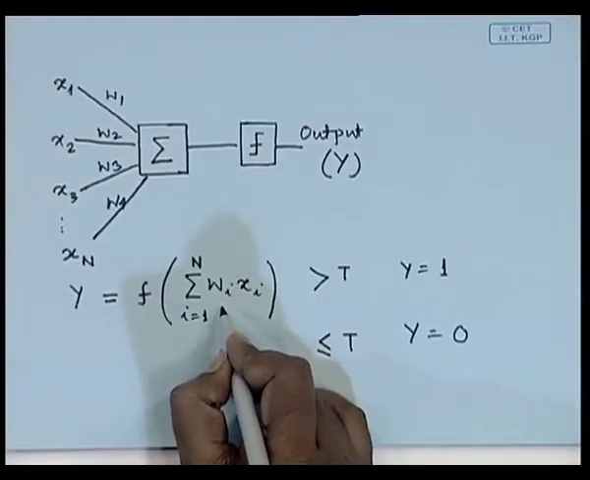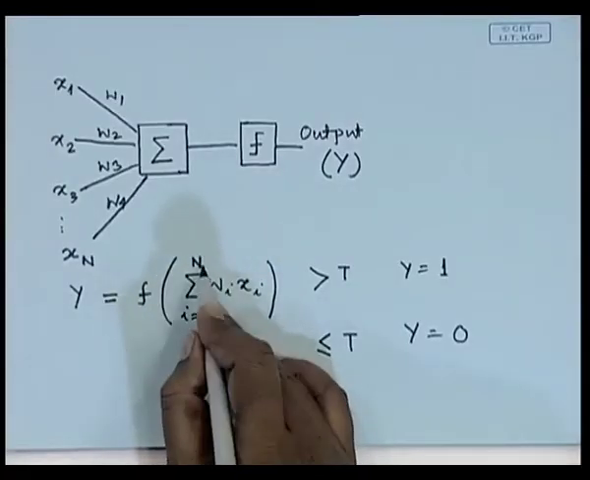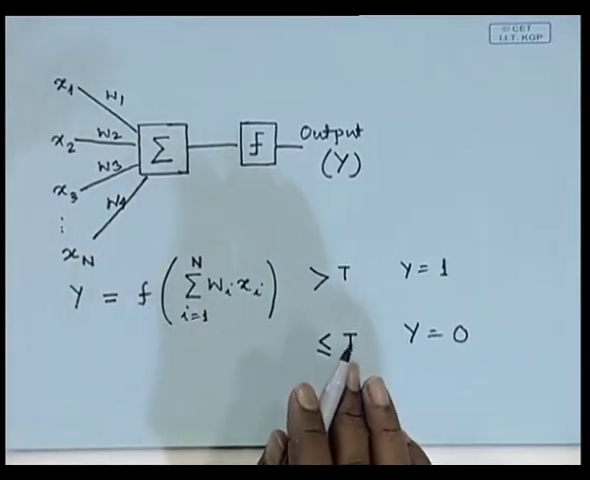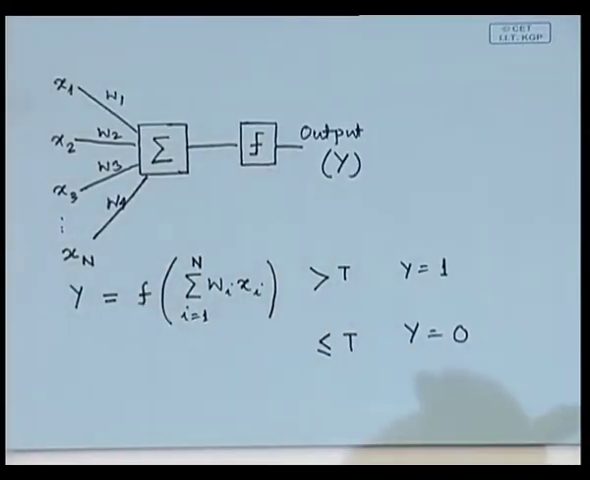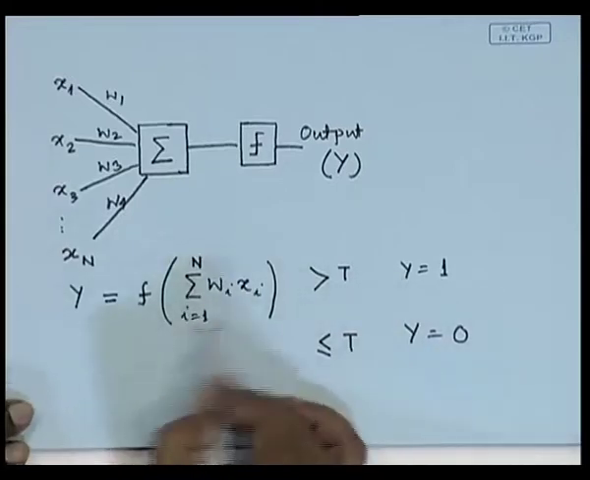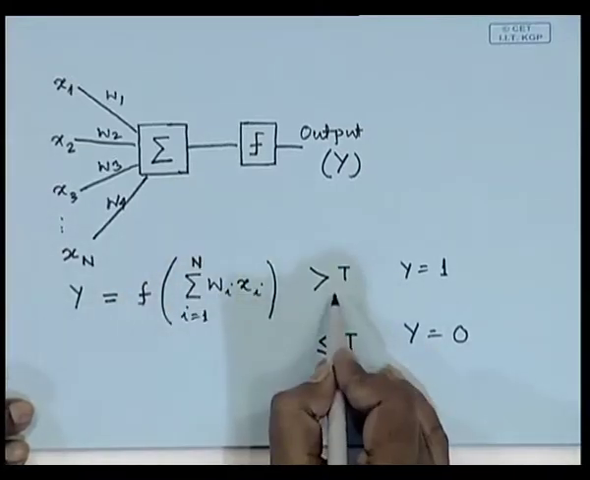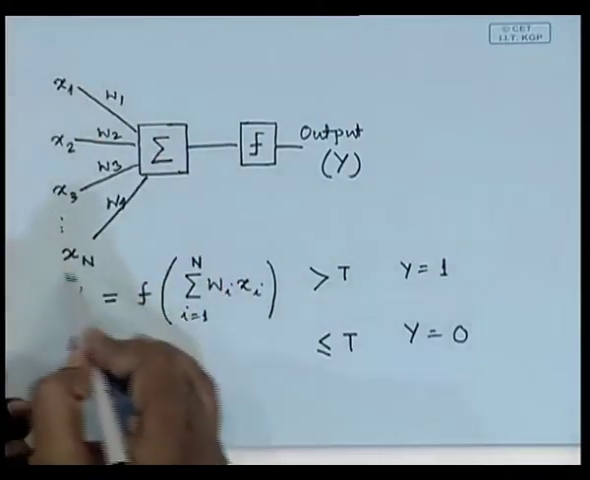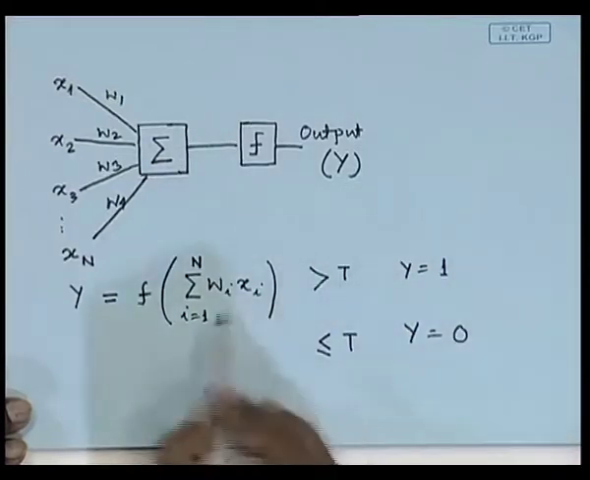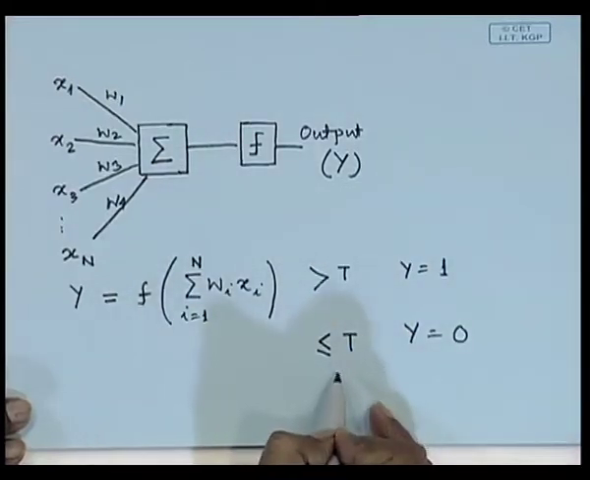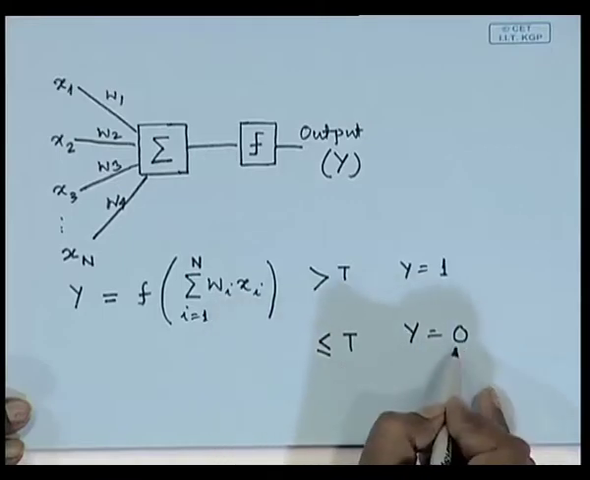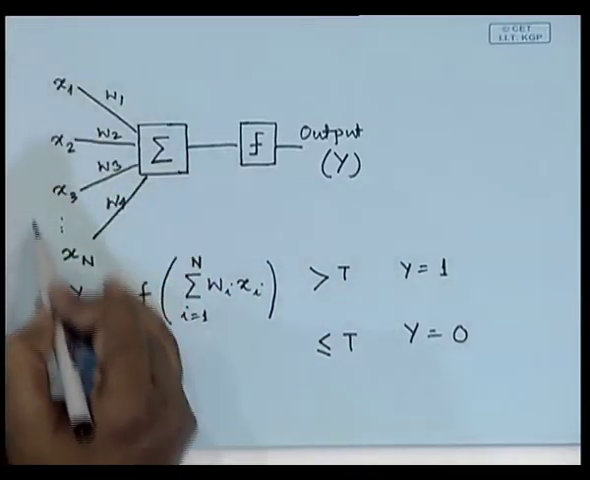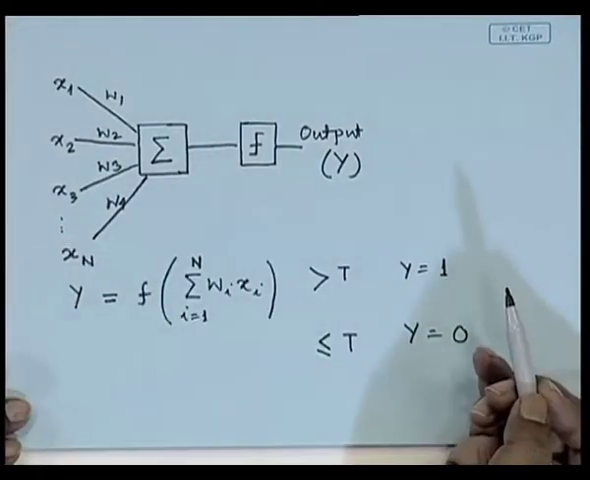if it is less than 0, it belongs to some other class. And if I have a linear discriminant function, that gi(x) is nothing but the summation of wi xi varying from 1 to n, where my feature vector is n dimensional. If this function is greater than threshold, I set y equal to 1, indicating that this x belongs to one class. If this is less than or equal to threshold, I set y equal to 0, indicating that this x belongs to the other class.